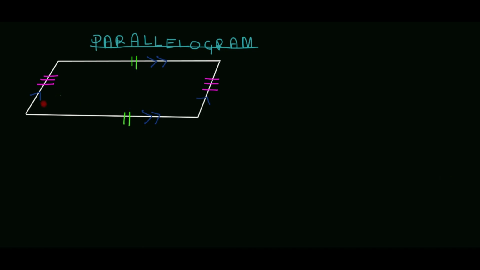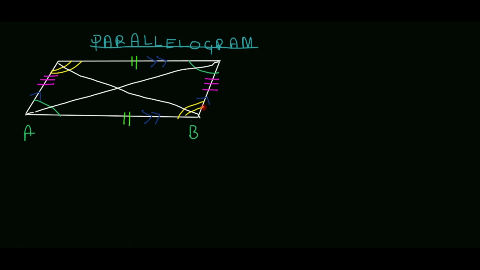And then in addition, opposite angles are equal. This one and this one are equal. And another thing, diagonals bisect each other. So these diagonals cut in equal halves. Let's say this is A, B, C, D, and E. Because these diagonals bisect each other, this one equals this one, and again this one equals this one. These diagonals do not bisect at 90 degrees. And another thing, the diagonals do not bisect the corner angles. So it means this angle does not equal this angle. So be careful on that one.